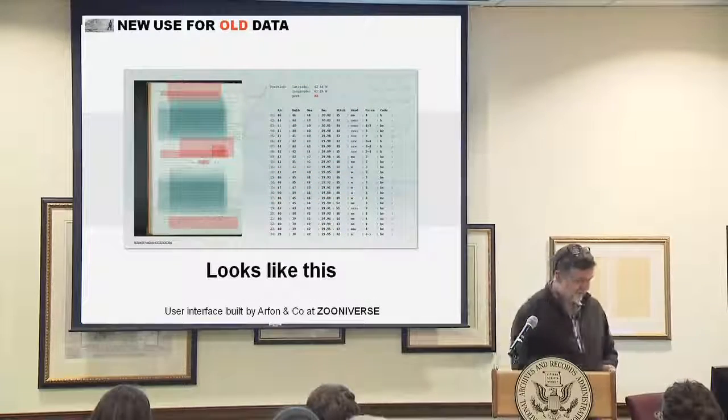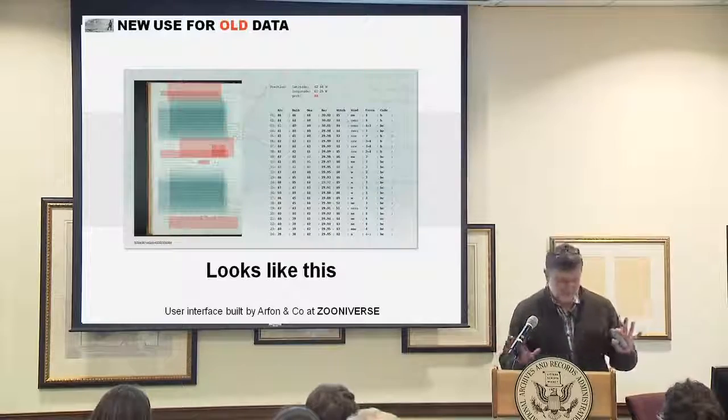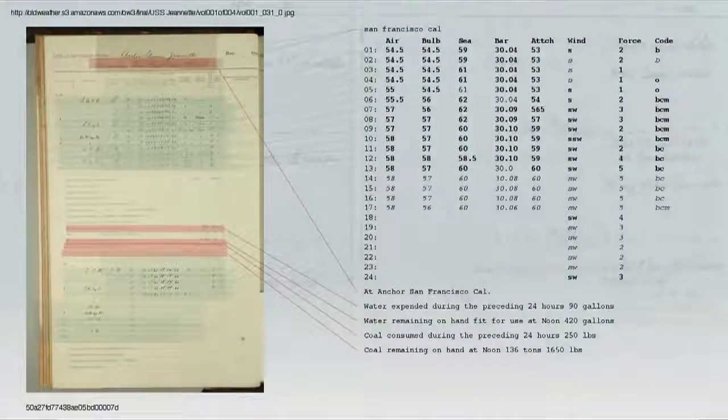This is what it looks like. This is a little bit mesmerizing. Be warned. I won't play it for too long. So this is what the transcription from the log of the Jeannette looks like. I'm going to advance a little bit so we can get to some weather data, but we get everything that's in the log. Every detail, every page, every year, from the beginning of the history of the ship to the end of the history of the ship. That's what we get.